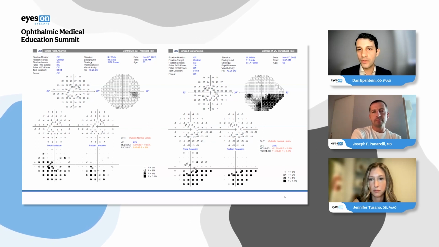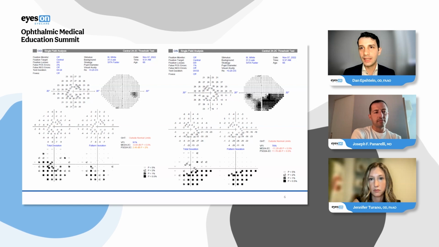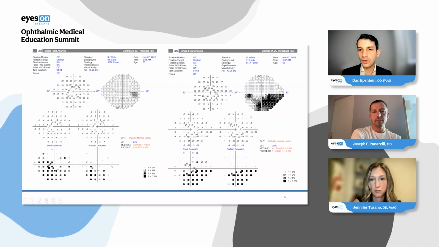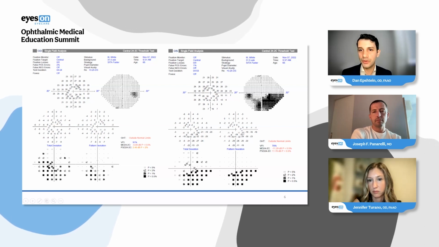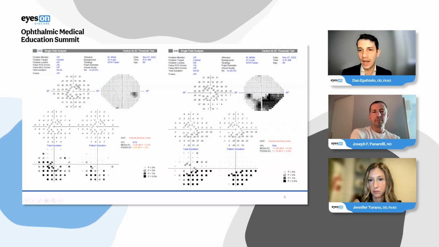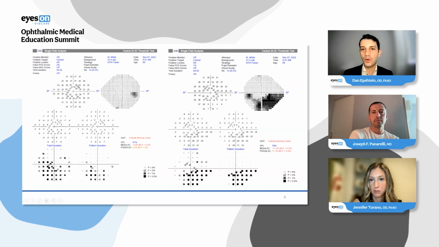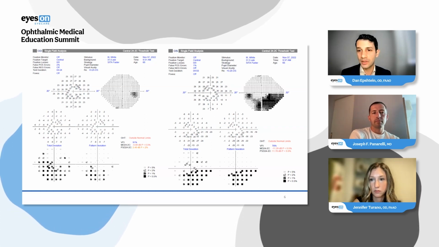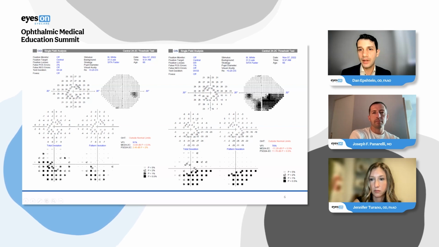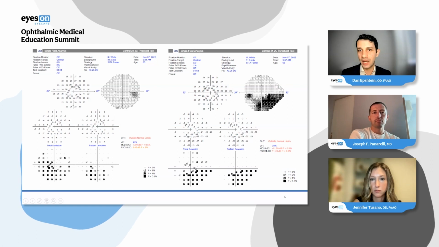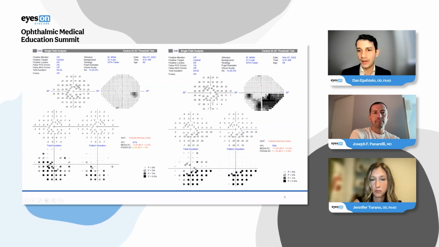And so this is a 24-2C, and this is a SITA Faster protocol here. And I like this field because it gives you that 24-2 protocol that we're used to, and then there's 10 additional points in that central area. So you really get a better idea of what's going on with glaucoma's damage in the macula. And I think this is a great example because this patient has quite a bit of damage to that central paracentral area here, as signified by these zeros with the decibel values here.